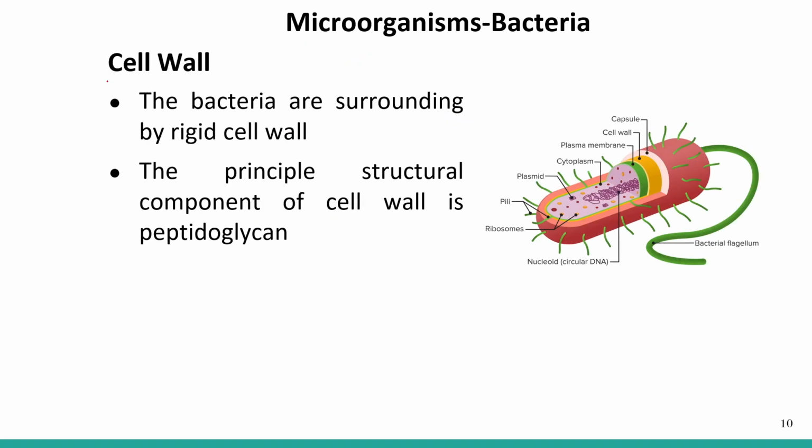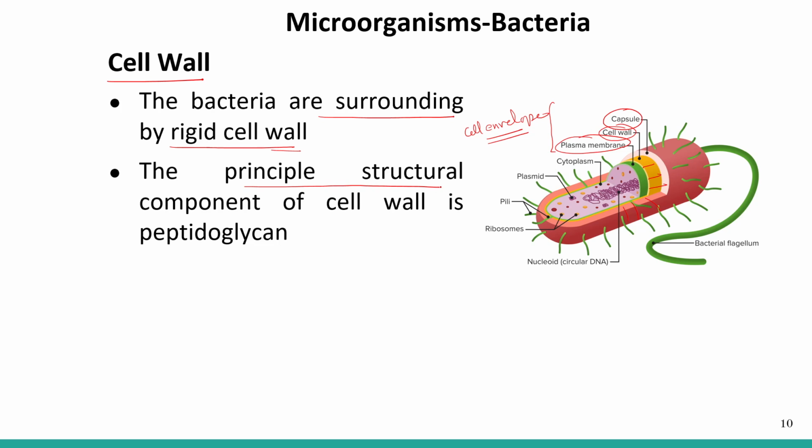Cell wall. The bacteria are surrounded by a rigid cell wall. So they have a rigid cell wall. You can see here this yellow one, right? And this one, peach color, that is the capsule. Cell wall and plasma membrane form the cell envelope. So the bacteria are surrounded by the rigid cell wall.